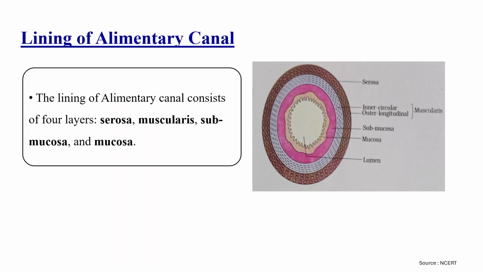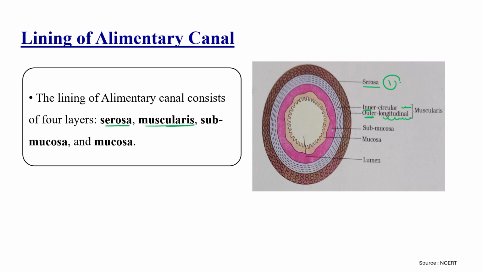Now let's discuss the lining of our alimentary canal. This is the cross section of the alimentary canal lining. If you analyze it, this lining is made up of 4 layers. The outermost layer is known as serosa, followed by muscularis. We can further divide muscularis into 2 parts, inner and outer. This brown one is the outer part, and this light purple one is the inner part. The outer part contains longitudinal cells, while the inner part contains circular cells.